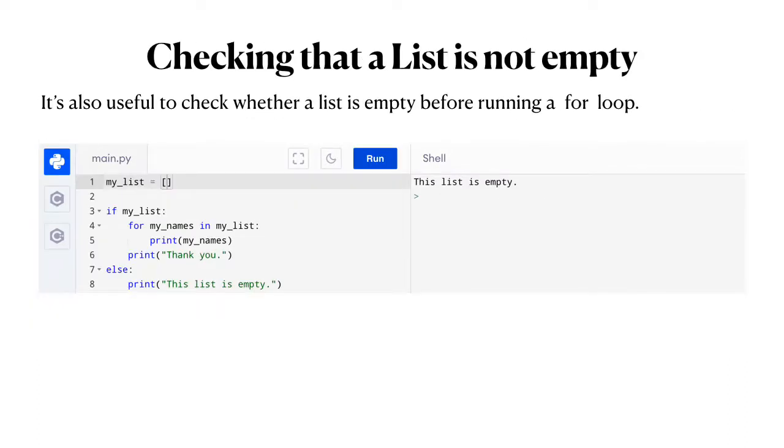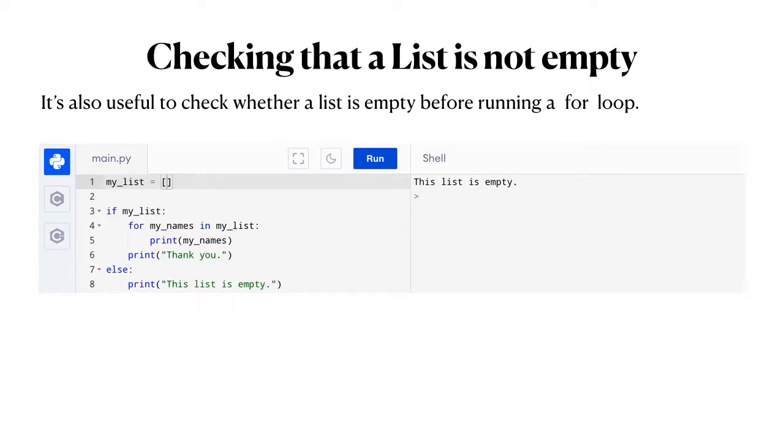Alright, last slide. One last thing I want to add. This may be trivial for some, but it could be useful especially when you use it in our application. It's also useful to check whether a list is empty before running a loop, or running a for loop.